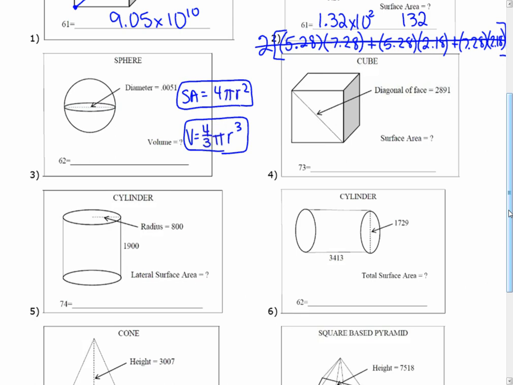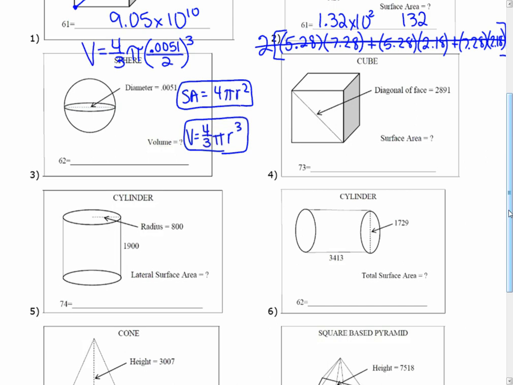They give us the diameter, so we have to be sure and change that to the radius before we put it into our formula. So we are going to start with our diameter over 2, divide it by 2 to get the radius. We're going to have that cubed. We're going to be multiplying that times pi and 4/3. So that is our volume.